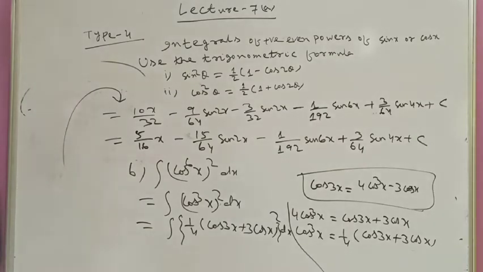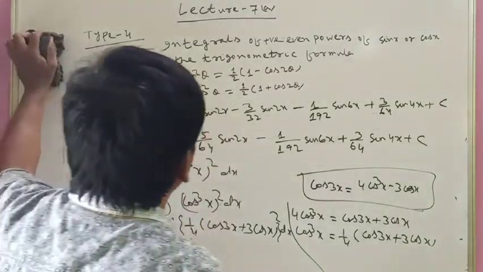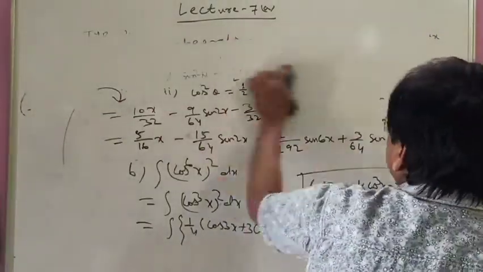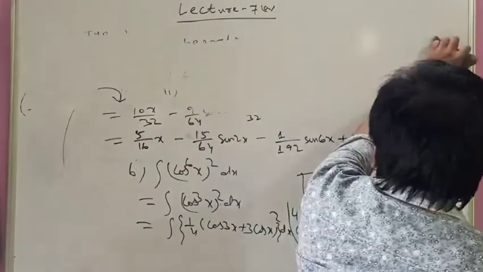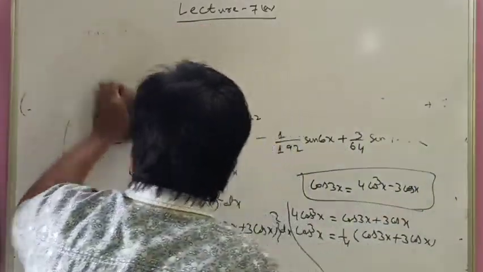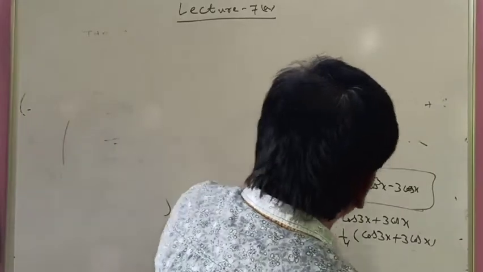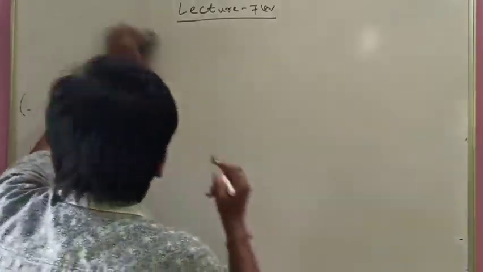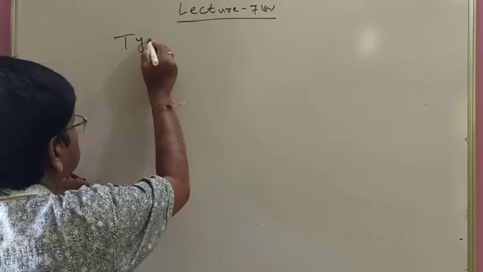So you can complete this. Okay. So now integrals of positive even powers of x is over. That is your type 4 is over. So let us discuss type 5. Okay, so next is type 5. So now I am going to discuss type 5.